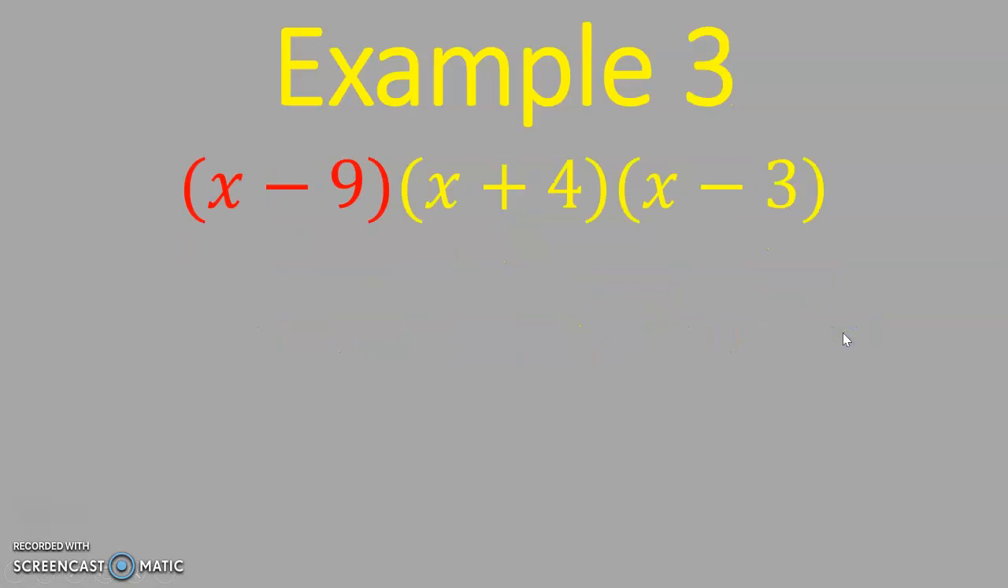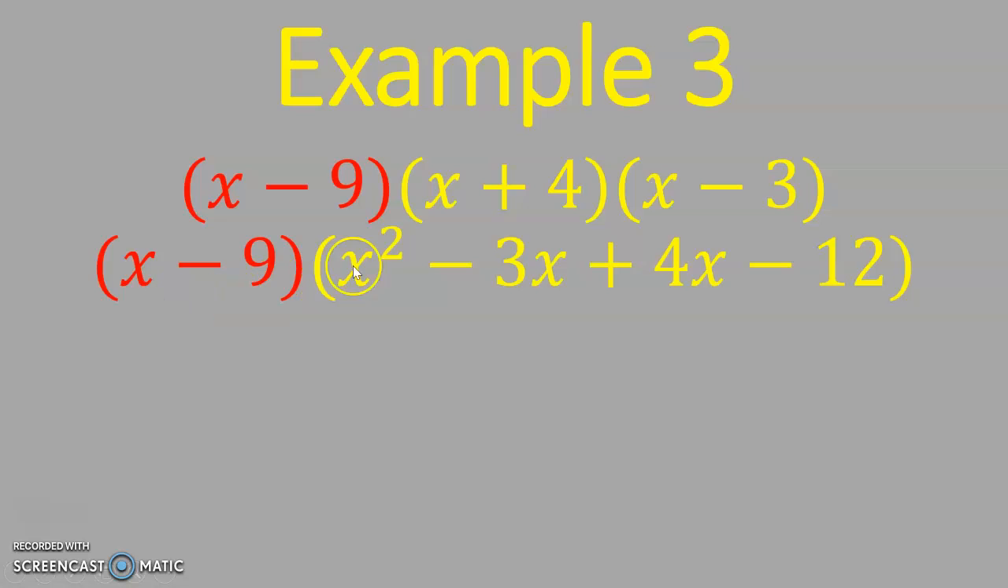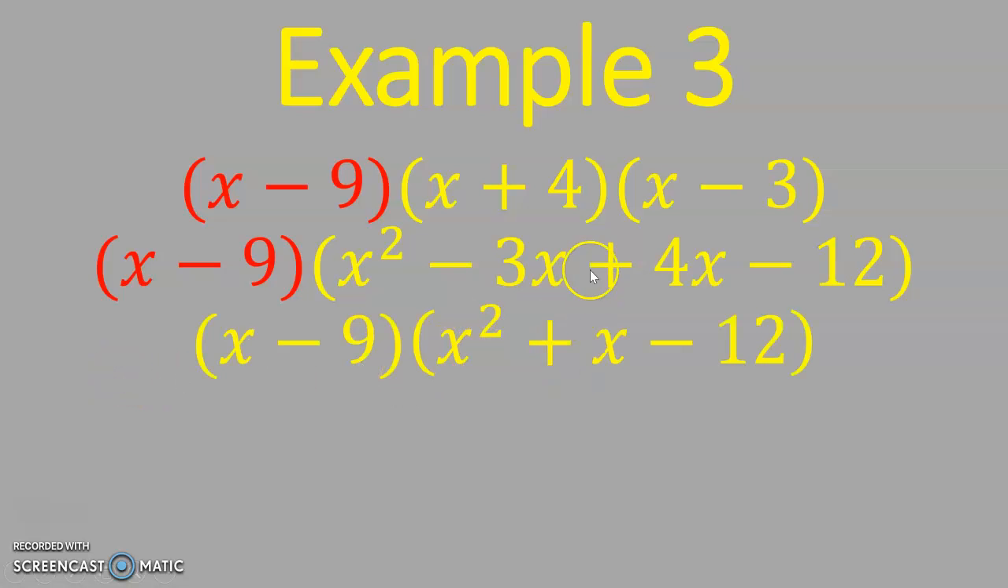Here we're going to multiply 3 polynomials together, and I put this one in red because I like to hold off on that first one and just multiply the last two. So this is the same as before. F for first, x times x is x squared. The first terms in each parenthesis. X times negative 3 is negative 3x. That's the outside, farthest from the middle. 4 times x is 4x. That's the inside, closest to the middle. And 4 times negative 3 is negative 12. Okay, combine like terms. Negative 3x plus 4x is positive 1x.